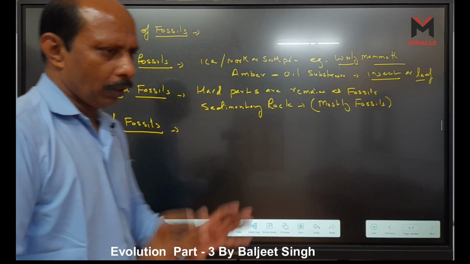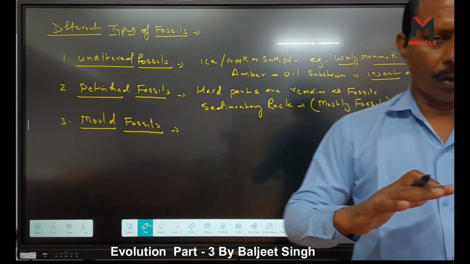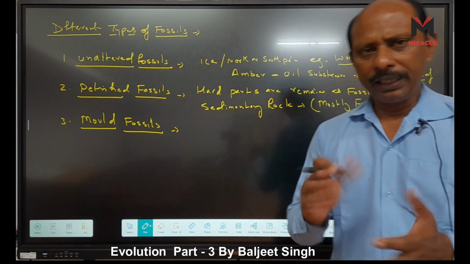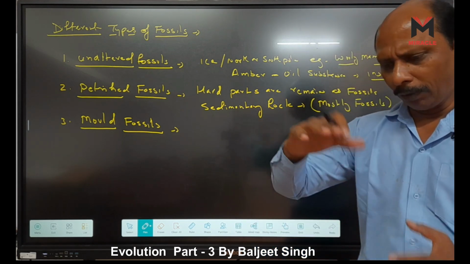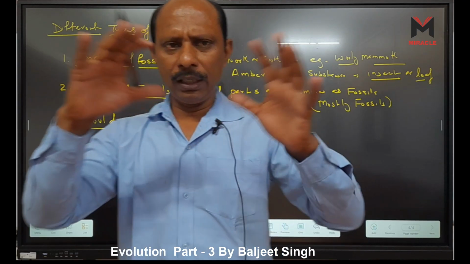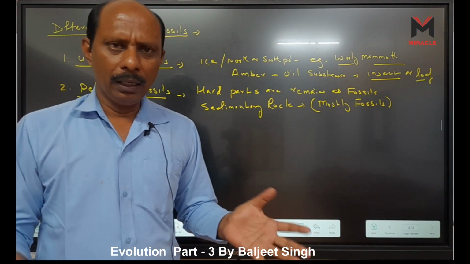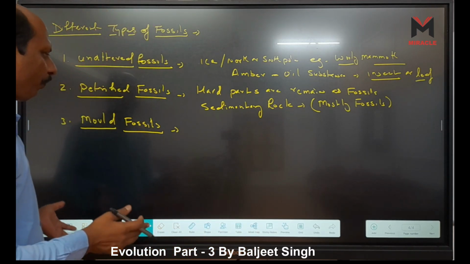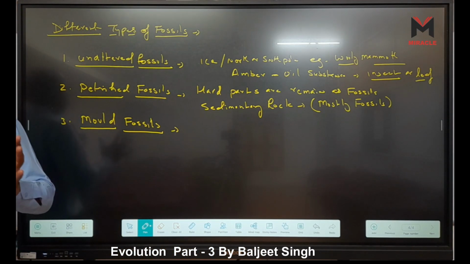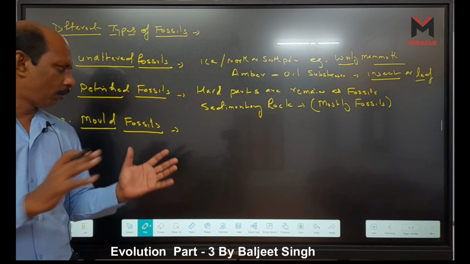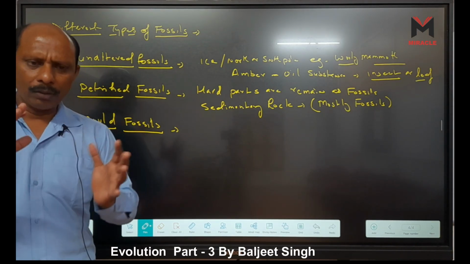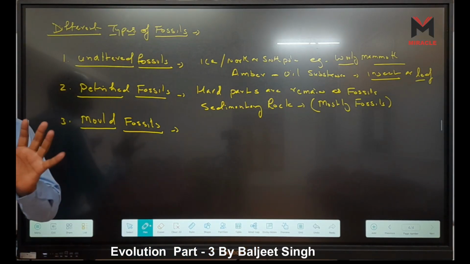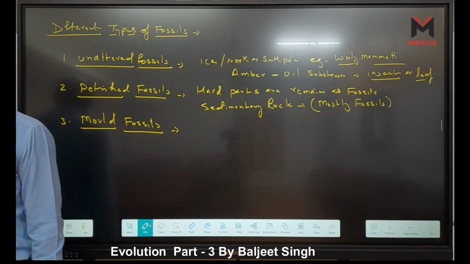Mold means what? When the animal is captured in the rock, what happens after some time? This animal degenerates, right? Decay. And only a figure, we can say, is formed inside the rock. An empty figure is formed. That is called a mold, right? An empty figure and structure is formed. We can see the shape and size of the fossil, but in that rock there is nothing, because all these things are degraded. We can say a hollow structure is formed.